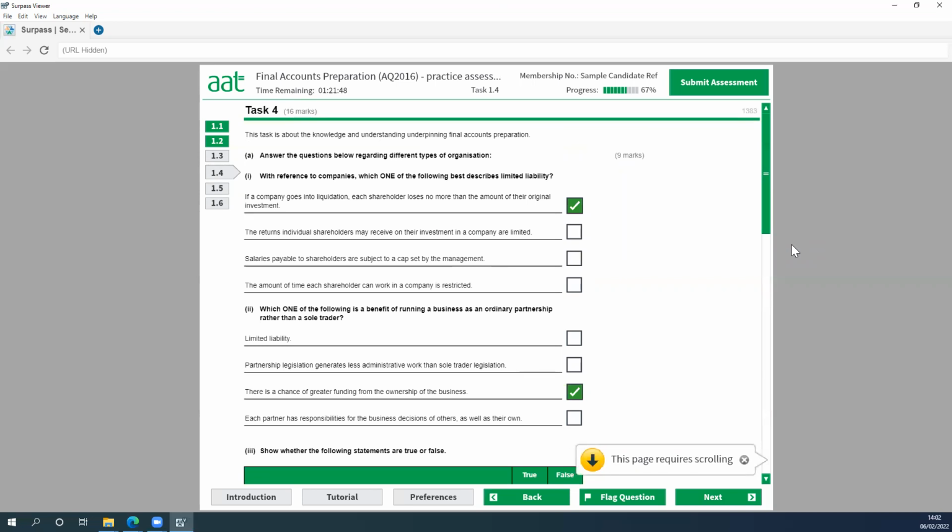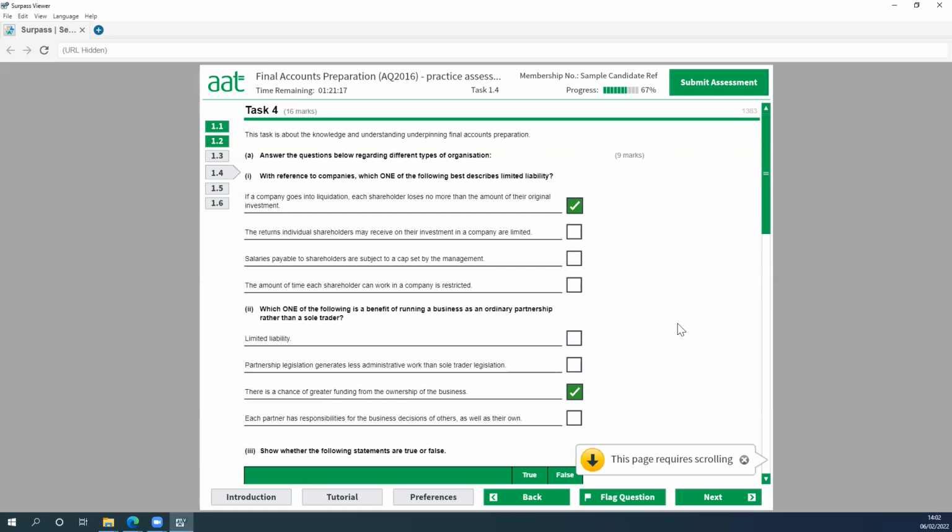Okay, so this task is about knowledge and understanding underpinning financial accounts preparation. It says answer the questions below. Different types of organisation with reference to companies. Which one of the following best describes limited liability? I'm just checking because some of my students in the past have done more than one. It doesn't allow you to, so that's good. And certainly some of my university students, when they're answering multiple choice questions, they go A and C, but it's always just one answer. But anyway, by the by.